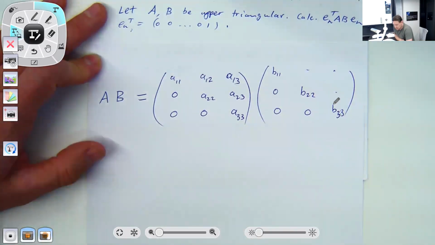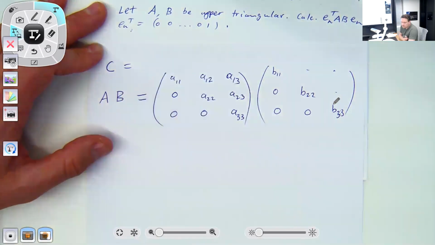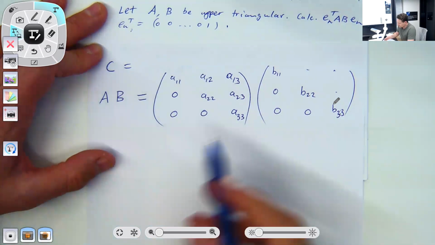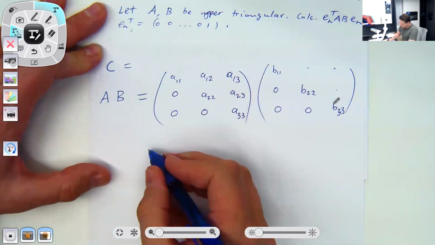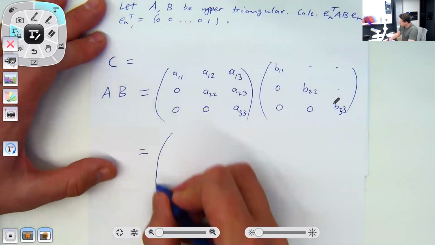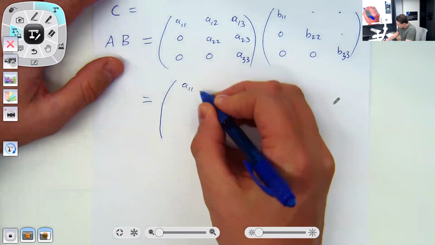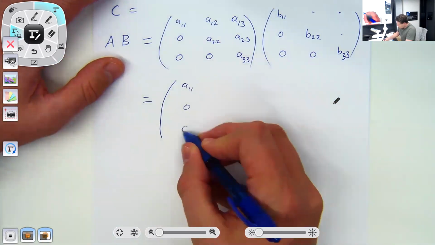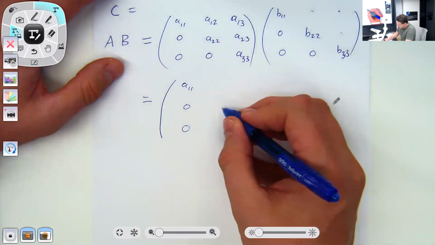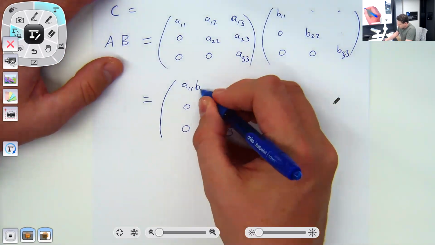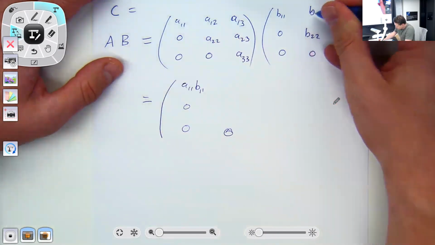Okay, so the product, I'm going to call the product C. So you can see straight away that this is A11 B11, and you can continue calculating, and what you'll get is A11, 0's down here, of course, because it's still upper triangular, and then here, sorry, B11, and then the next entry, if you go across, and I better write this in.